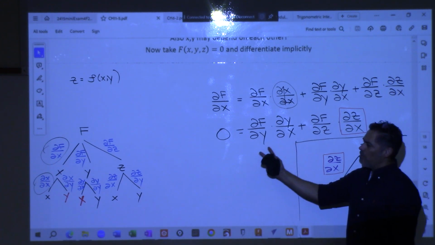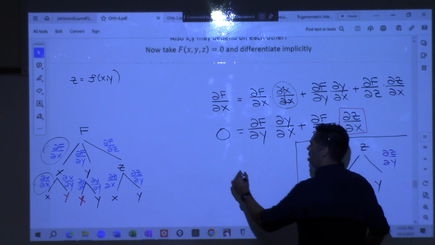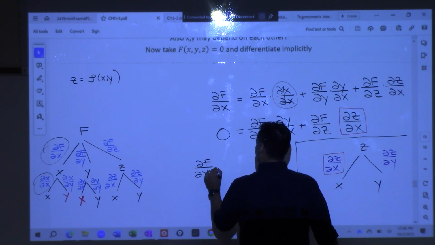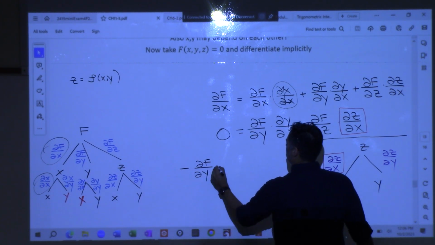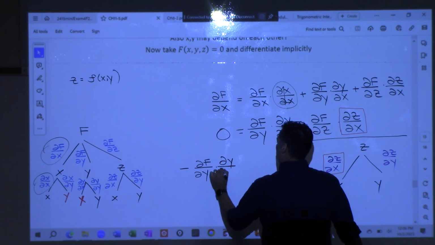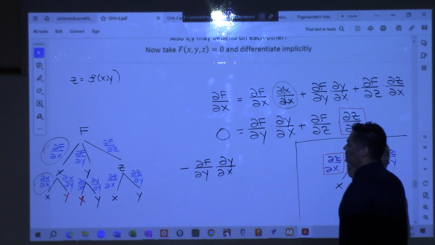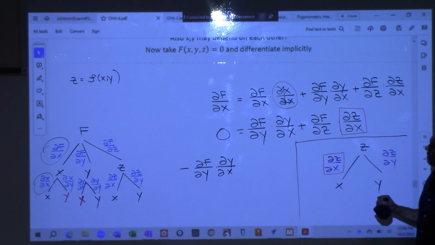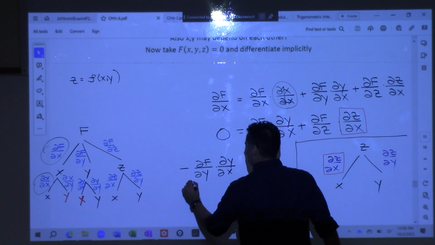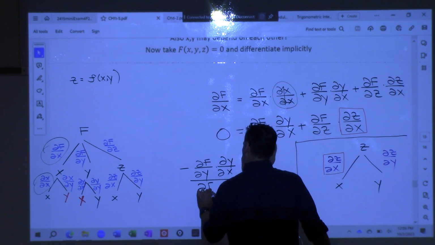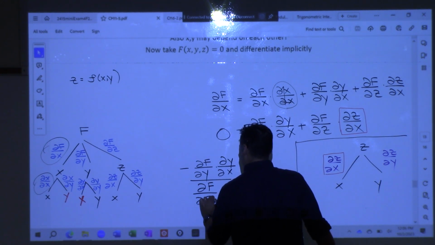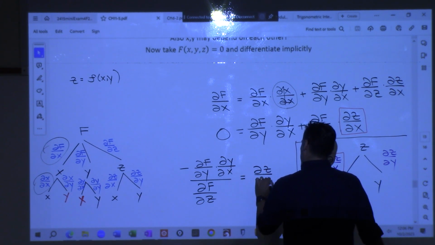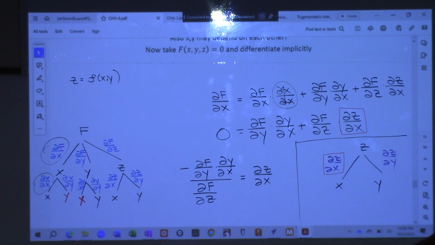Okay, you'd have to move this over to the other side, right? Okay, partial f with respect to y. I'm subtracting. And then partial y with respect to x. That would move that over. And now what? Divide that by partial f with respect to z, and that would be equal to the partial z with respect to x. You all okay with that?